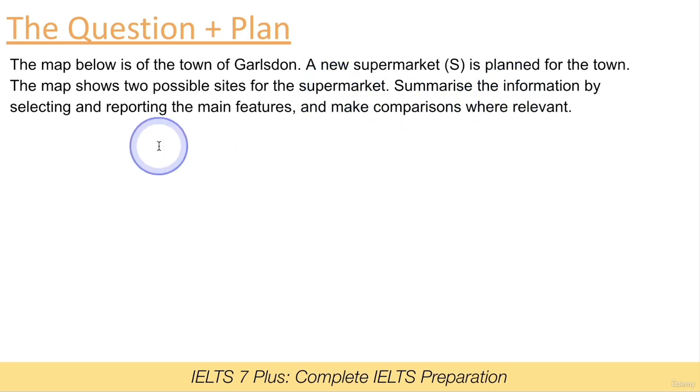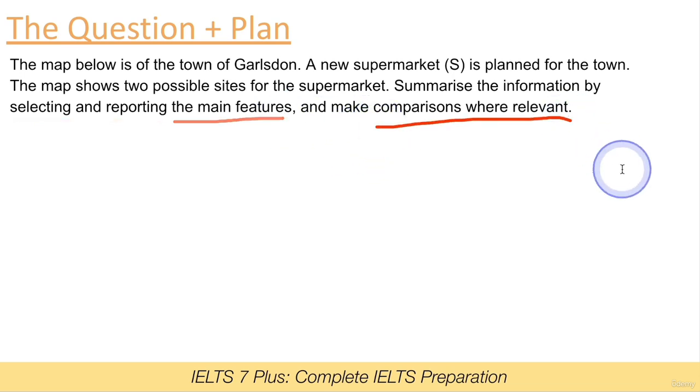So summarize the information, and again we're being told how to do this by selecting and reporting the main features and make comparisons where relevant. So just like with the question we've just looked at, we are not going to compare absolutely everything. We're just going to pick the main points and go from there. We don't have time to compare the whole thing. But that's okay. We'll have a look at the map now and think about our initial thoughts.